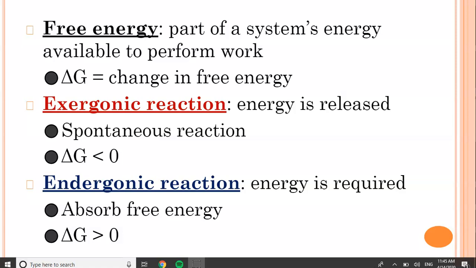Alternatively, there are endergonic reactions where energy is required. So in this case, you actually have to put energy in to make it happen. And therefore, by putting in energy, you have a positive delta G instead of a negative delta G.